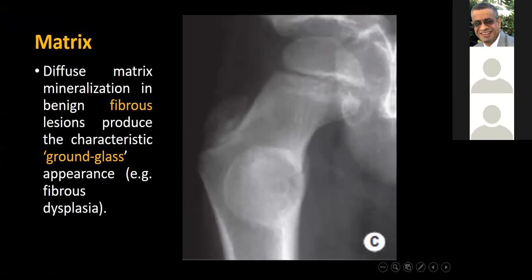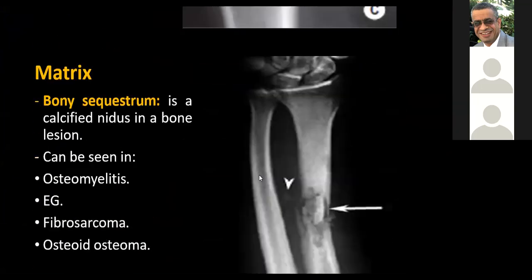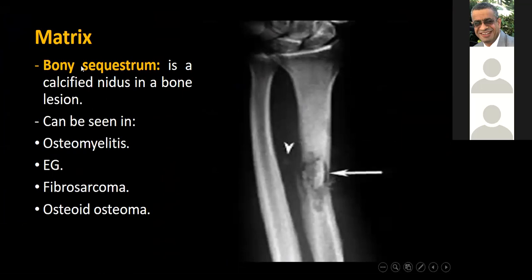There is a diffuse matrix mineralization in benign fibrous lesions, which appears as a ground glass appearance and is seen in fibrous dysplasia. There is what is called a bony sequestrum, which is a calcified nidus seen in a bone lesion. It can be seen commonly in osteomyelitis, osteoid osteoma, and also in fibrosarcoma and eosinophilic granuloma.